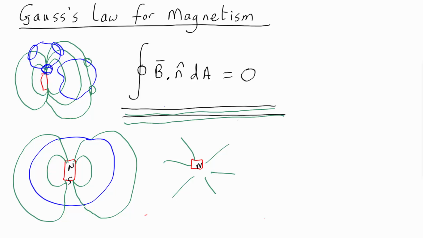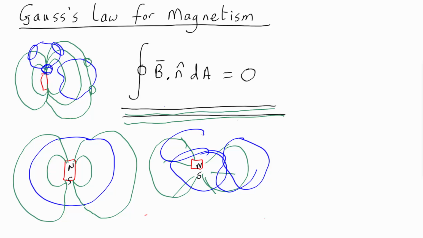Whenever you have a north pole, you also have a south pole. Therefore the fields loop from one to the other. And as they're looping, for any surface at all, one that includes the magnet, one that doesn't include the magnet, any funny shape that does both, doesn't matter. Surface integral is 0.